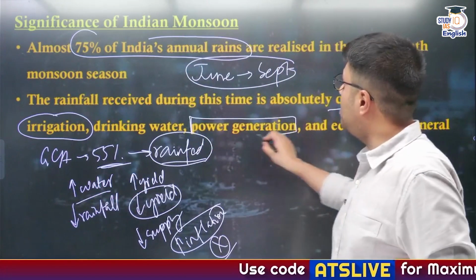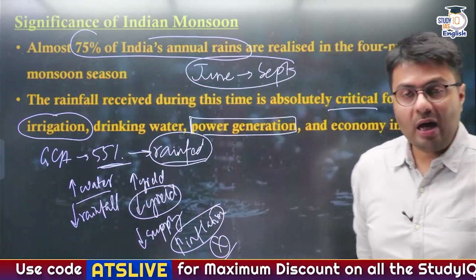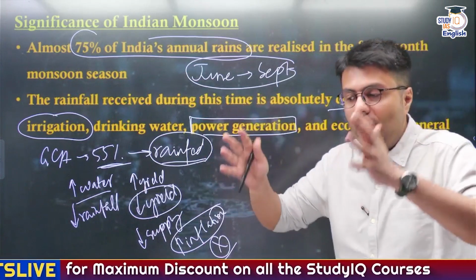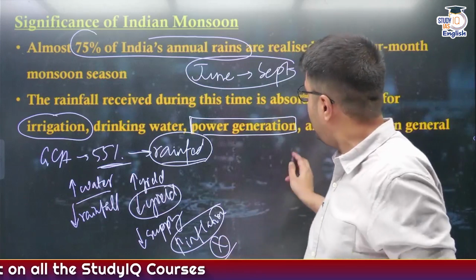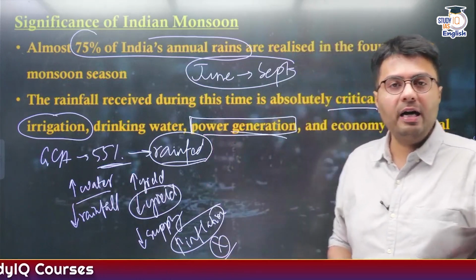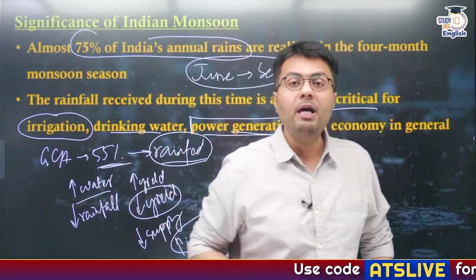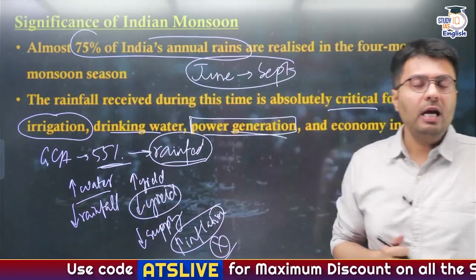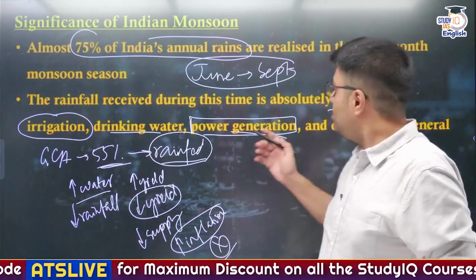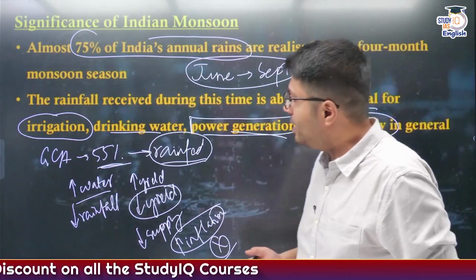Similarly, a higher amount of rainfall will allow the dams to have higher water deposits, and using this water, dams will generate hydropower electricity. Similarly, availability of drinking water in cities, which is a big issue right now, can also be supplemented by rainfall water. And in general, the economic impact of rainfall is quite high.